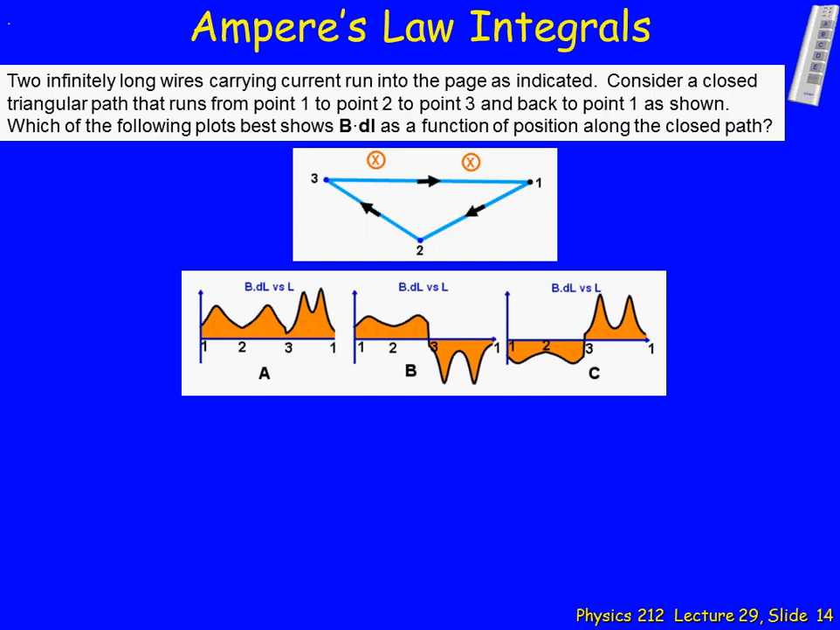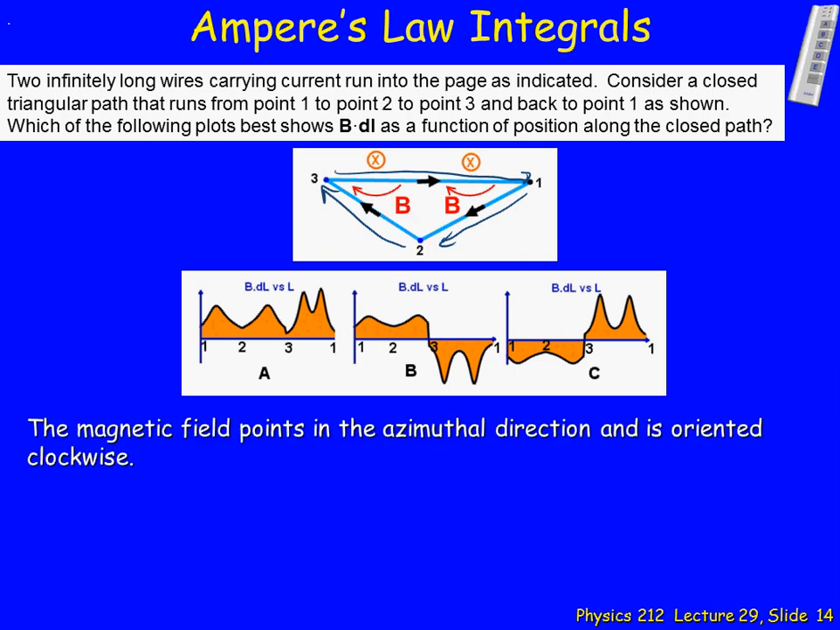Remember, the dot product says you want the component of the magnetic field that's parallel to dl, the direction you're moving, as we go around this loop from 1 to 2, from 2 to 3, and then from 3 back to 1. So it's probably a good idea to start by writing out the magnetic field produced by these currents. Notice the current is going into the page, so I stick my thumb into the page and notice that my fingers go around in the following direction.